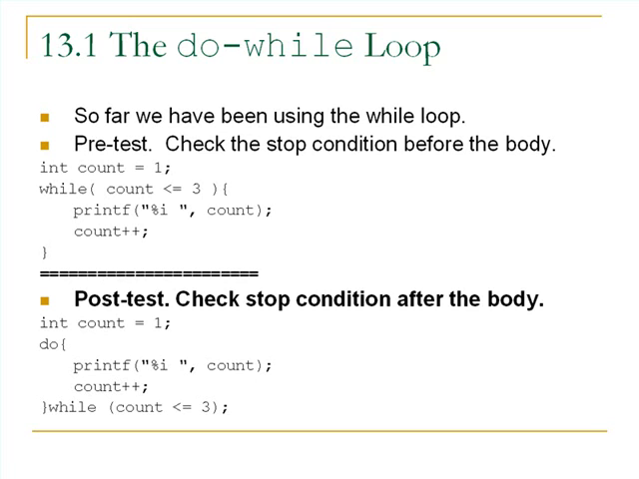So the first test is 2 is less than or equal to 3. Is that true? It is, so we'll go back up to the top, do the body of the loop again, output the 2, increment to 3. 3 is less than or equal to 3 is true. Back up to the top, output the 3, increment to 4. 4 is less than or equal to 3 is false, and the loop is over.